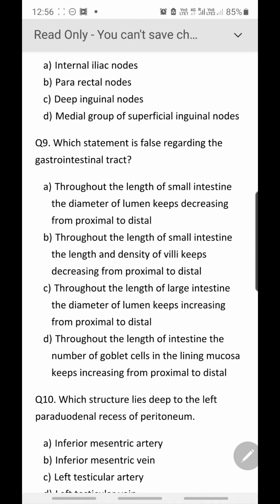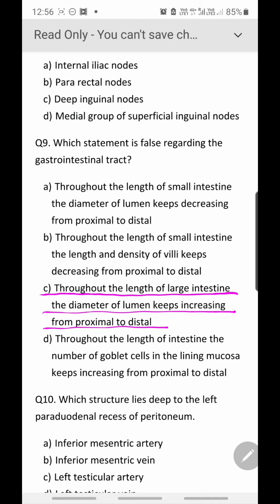So, remember that yes, from duodenum, jejunum, ileum, the diameter keeps decreasing, right? So, small intestine, the minimal diameter is at the ileocecal junction. So, that's correct. Throughout the length of the small intestine, density of villi, of course, this one is also correct. So, remember that your answer actually will be this here.